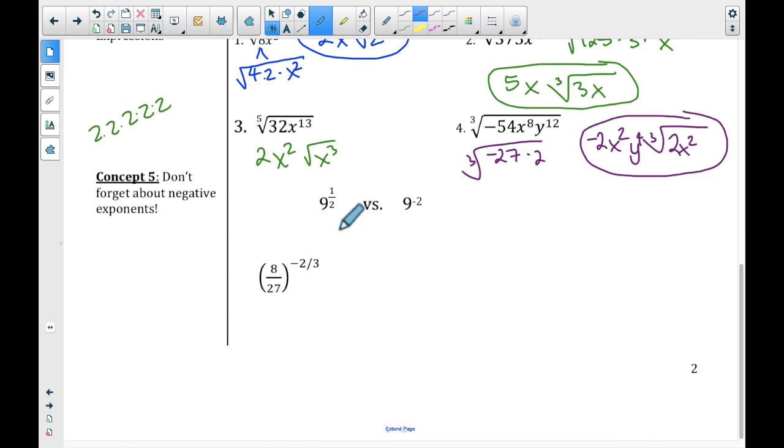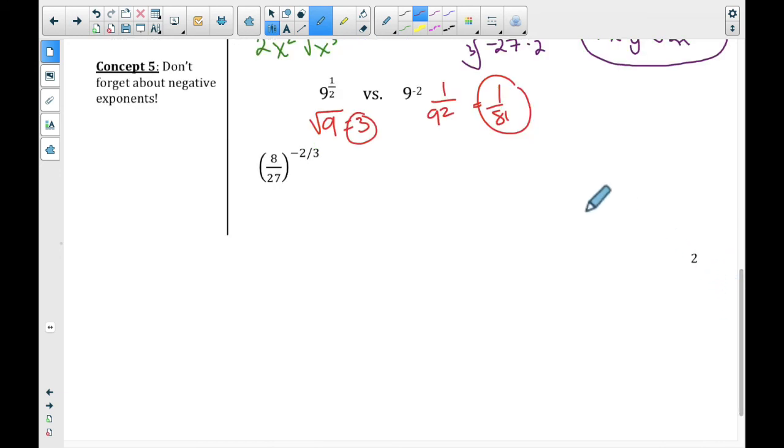Just real quickly, remember that the 1/2 power means the square root of 9, which is 3. The negative 2 power means 1 over 9 squared, which is 1 over 81. So those are obviously two very different things. And I just bring that up because sometimes people get them confused, the 1/2 and the negative 2.